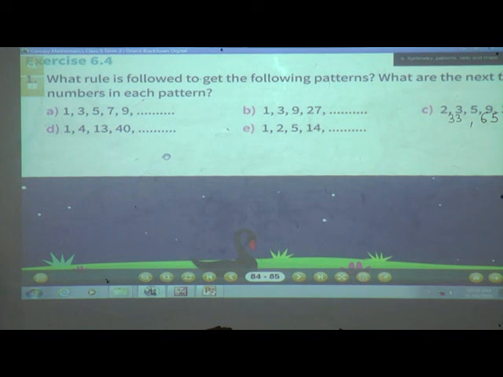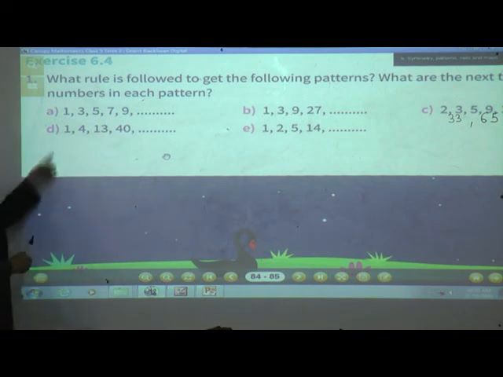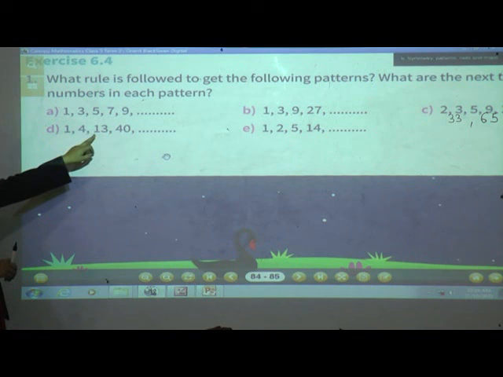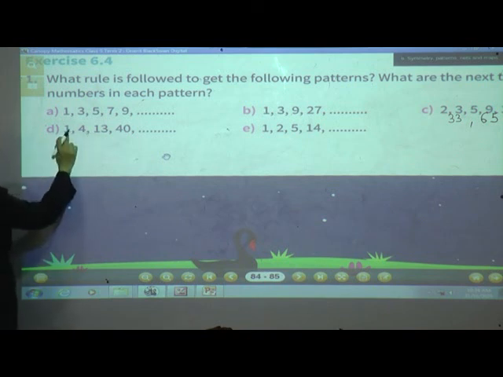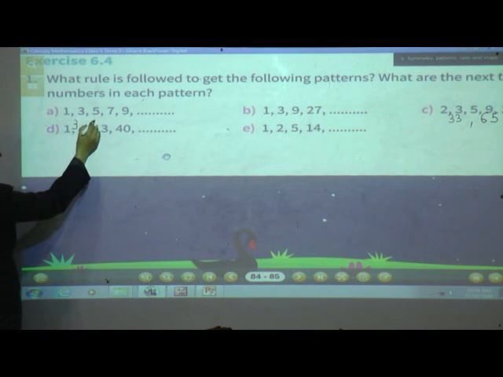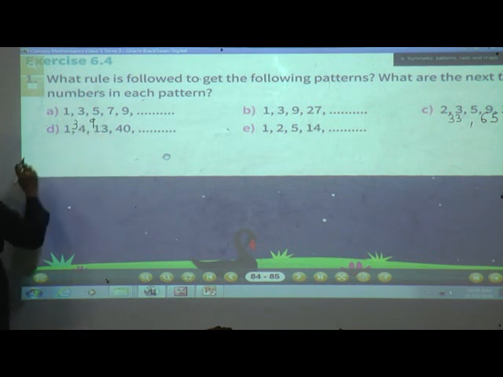Now what to do, students? Tell me. Yes. Think about the square pattern. 1 square 1, 2 square 4, 3 square 9, but here is a 13. Then what to do, students? Yes, here 4 minus 1, 3, 13 minus 4, 9, 14 minus 13.